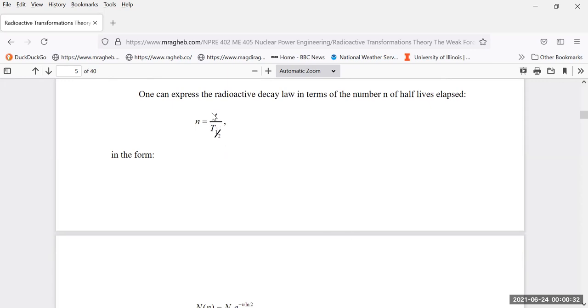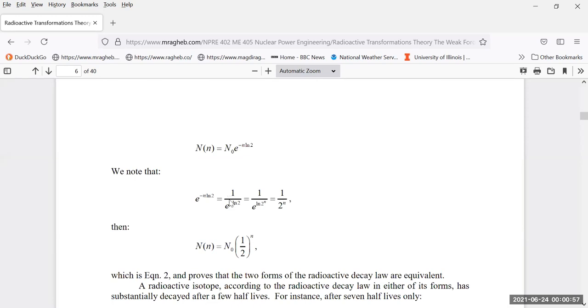So if you take n, the number of half-lives, equal to the time elapsed divided by the half-life, and substitute it in the equation that we derived, the number of atoms or nuclei after n half-lives is equal to N sub 0 e to the minus n log 2. E to the minus n log 2 can be written as 1 over e to the n log 2, which is the same as 1 over e to the power of the logarithm of 2 to the n's power. And what is e to the log of x? It's x. So that's 1 over 2 to the n. Oh, look at this. We get back the same equation that we got as a function of the number of half-lives from the heuristic approach.